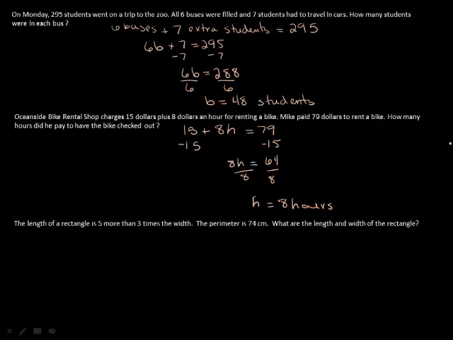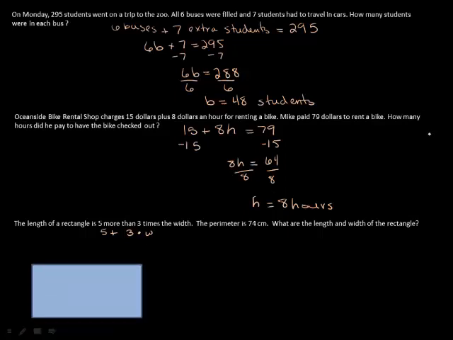Okay, now we have a problem. The length of a rectangle is 5 more than 3 times the width. Okay, this is 5 more than 3 times the width. So let's label an actual rectangle. I know people don't want to draw a picture and label it, but really, if you draw a picture and label it, it makes everything much more clear. The width is W, the length is 5 more than 3 times that.